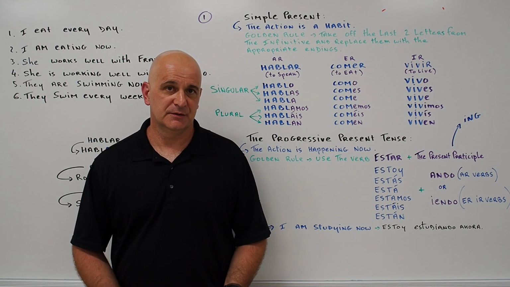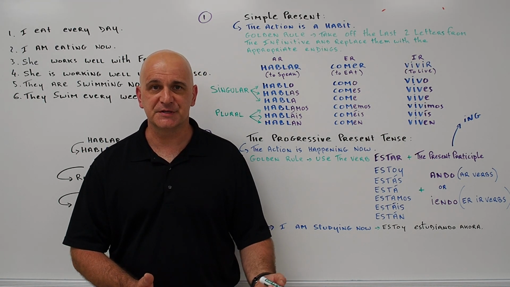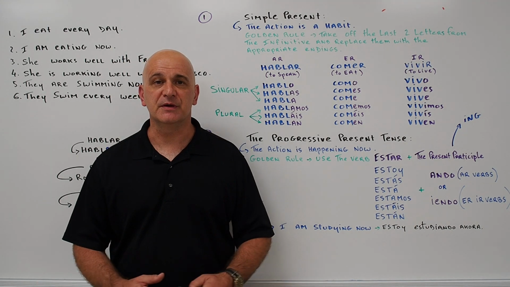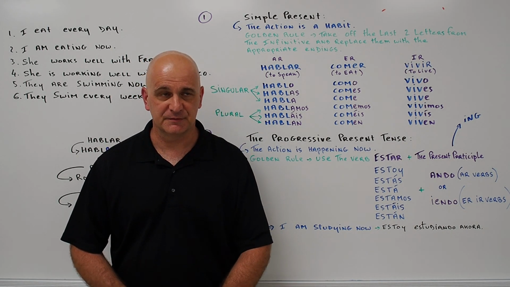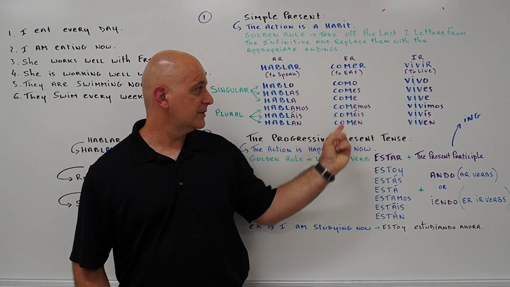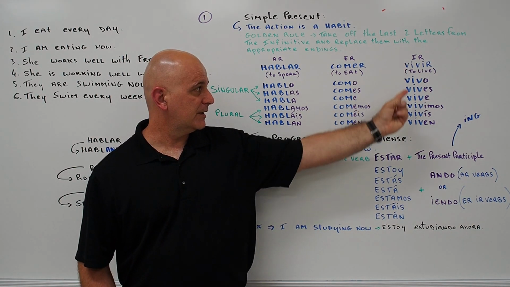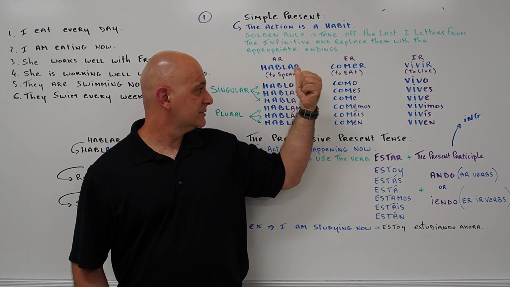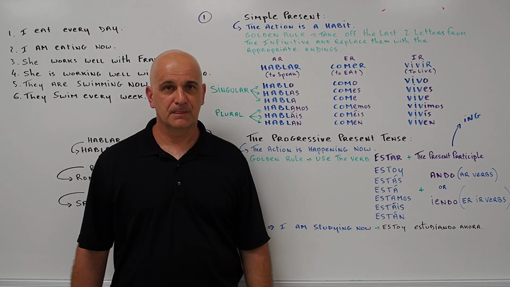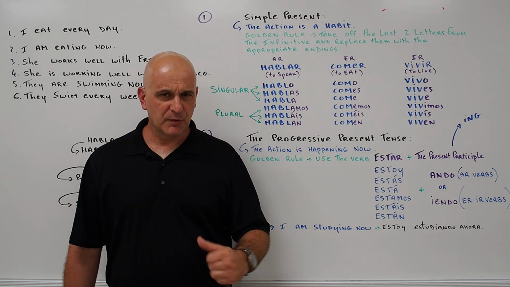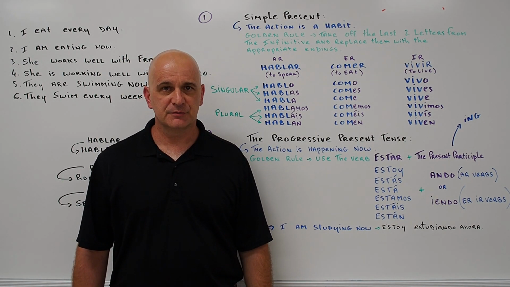You can guess it. You will take off the last two letters from the infinitive and you will replace them with the endings that match that infinitive. ER verbs, ER endings. IR verbs, IR endings. AR verbs, AR endings. Okay? So, think about what I just told you about the AR verbs.